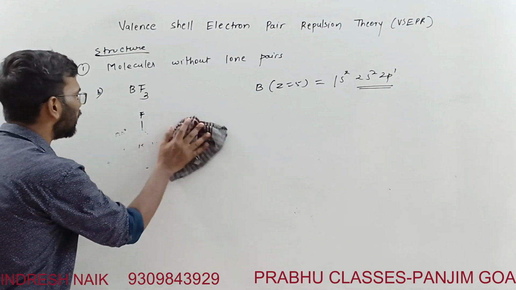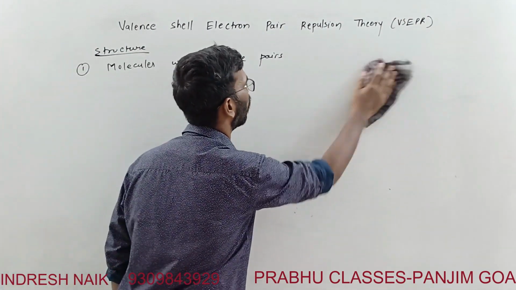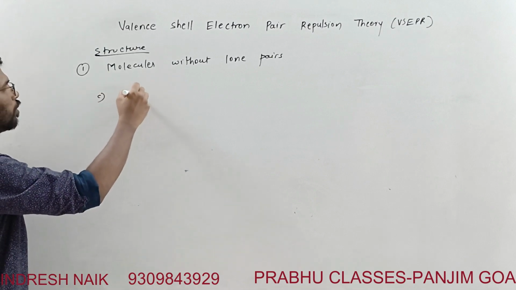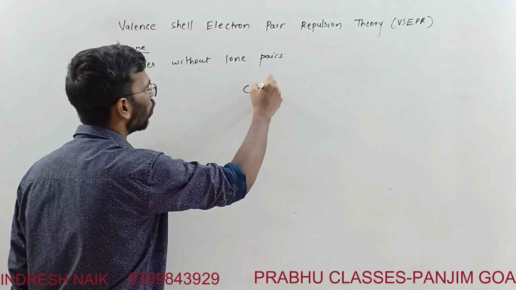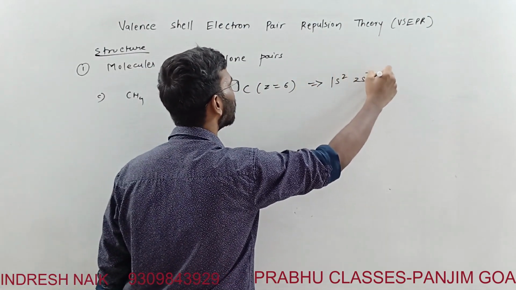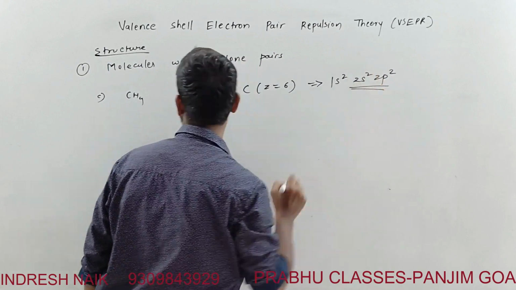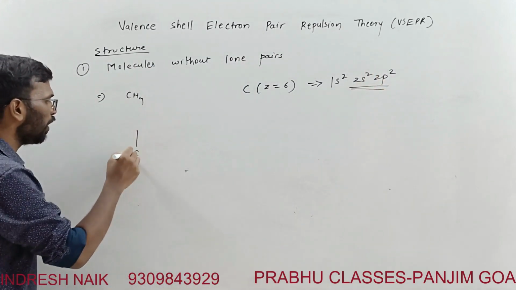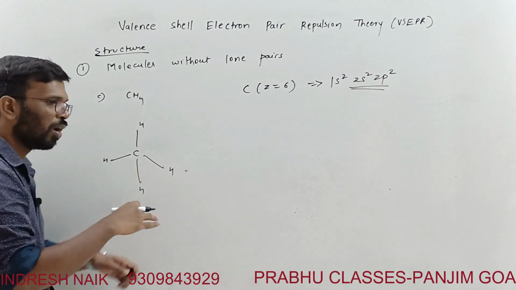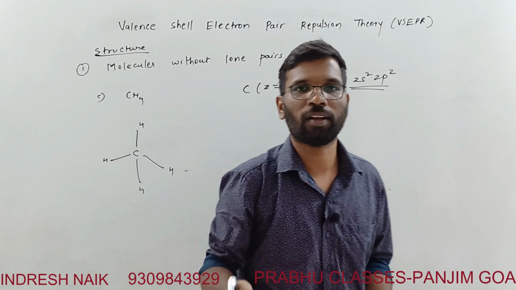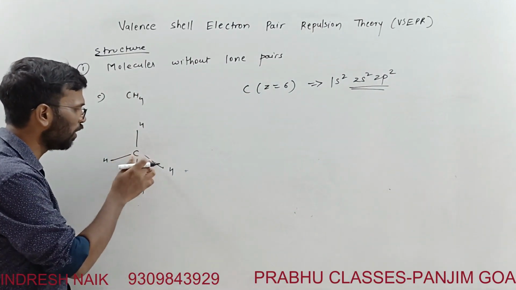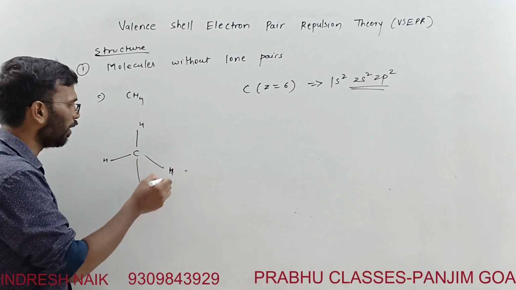We'll take the example of methane. C, that is methane. Carbon's atomic number is 6. Electronic configuration 1s2, 2s2, 2p2, means it has 4 valence electrons. So carbon will have a tetrahedral angle. Tetrahedral angle is the maximum optimum angle which a tetrahedral molecule can have. It is 109.5 degrees, that is called the tetrahedral angle.